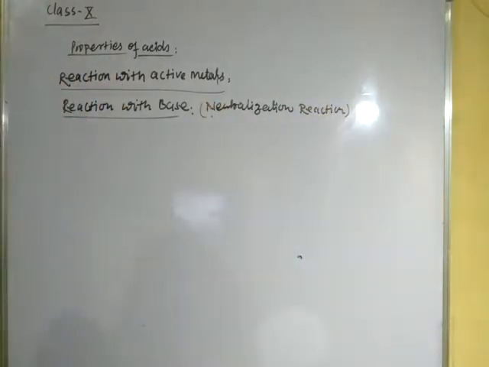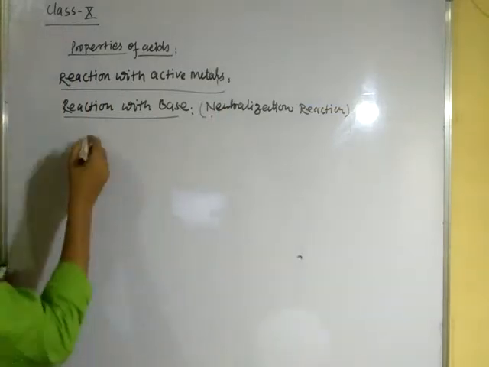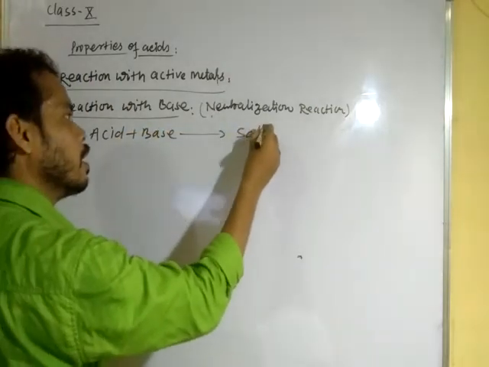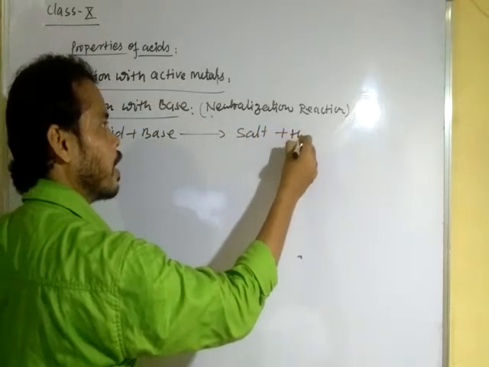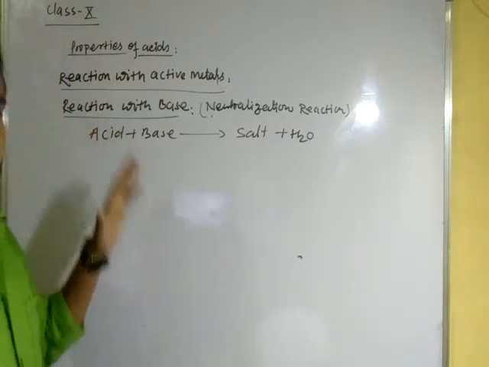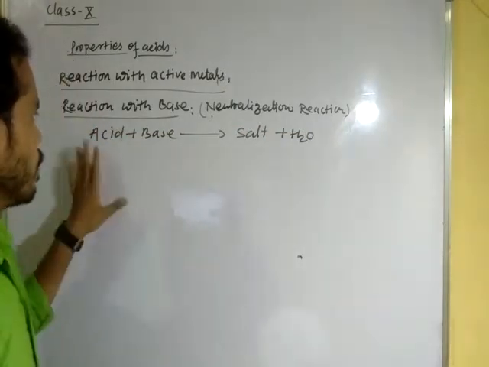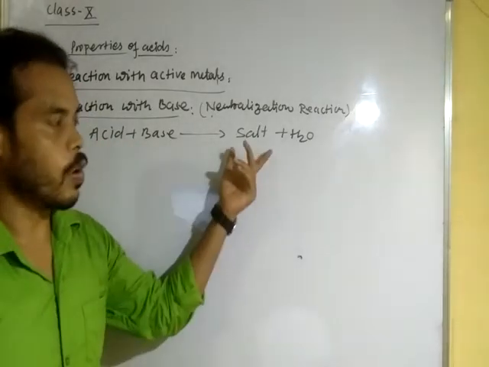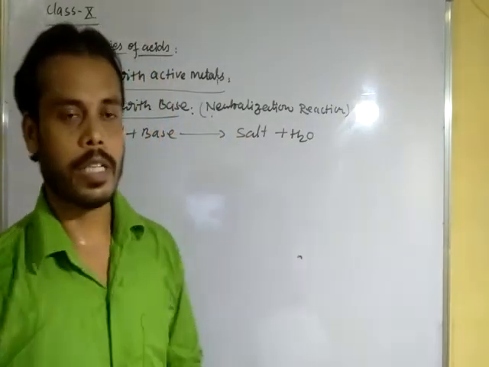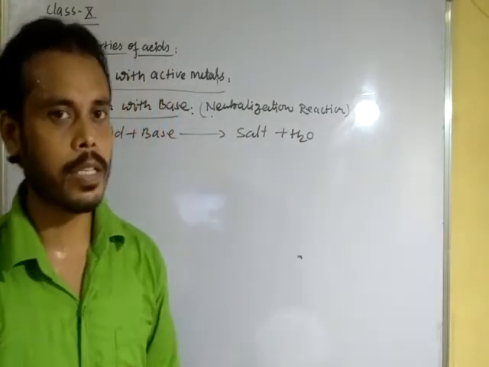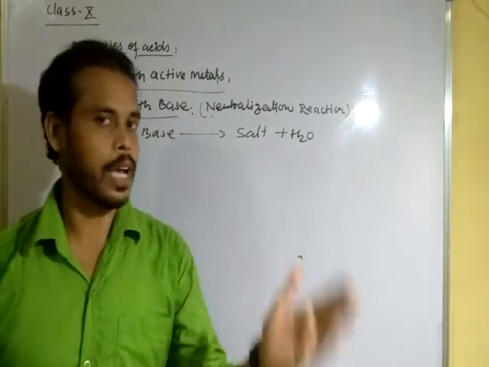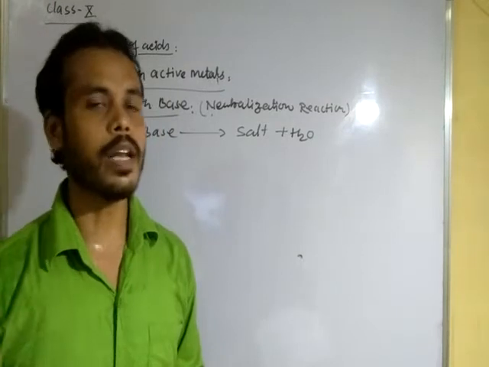In this reaction, when a base is treated with acid, or acid is treated with base, it forms salt and water. This is the definition of this reaction. So you can say when acid is treated with base it always forms salt and water, and this reaction is also known as neutralization reaction. Sometimes it is asked what a neutralization reaction is. In a neutralization reaction, acid neutralizes base and base neutralizes acid to form salt and water.